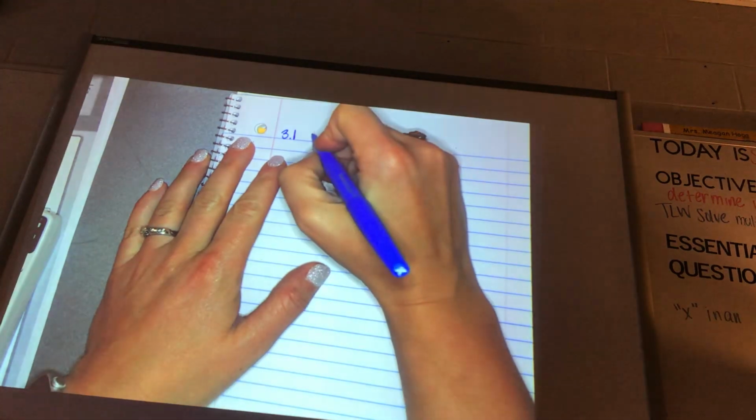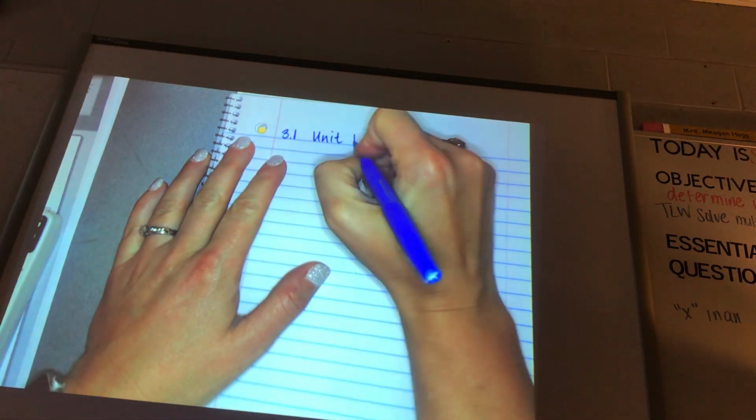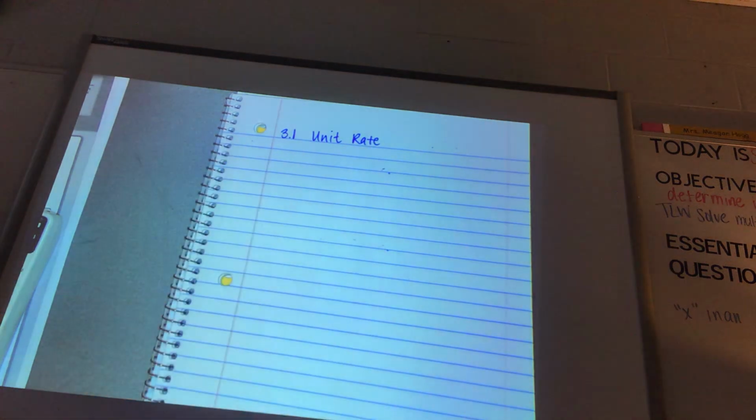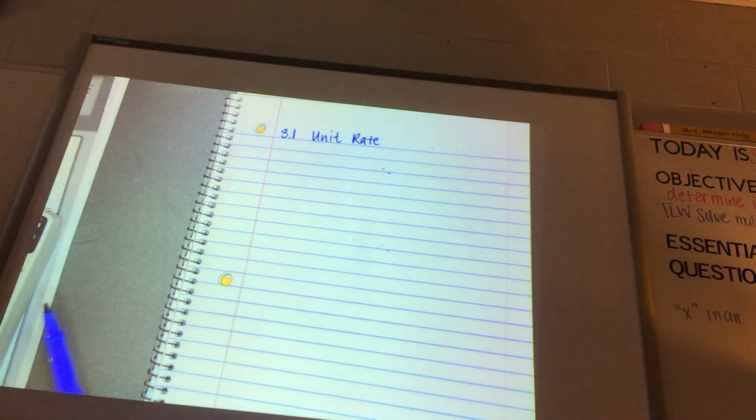And unit rate's always been something that I've really loved talking about. I just think it's really cool that miles per hour and price per pound, all those nerdy things, I think it's awesome.